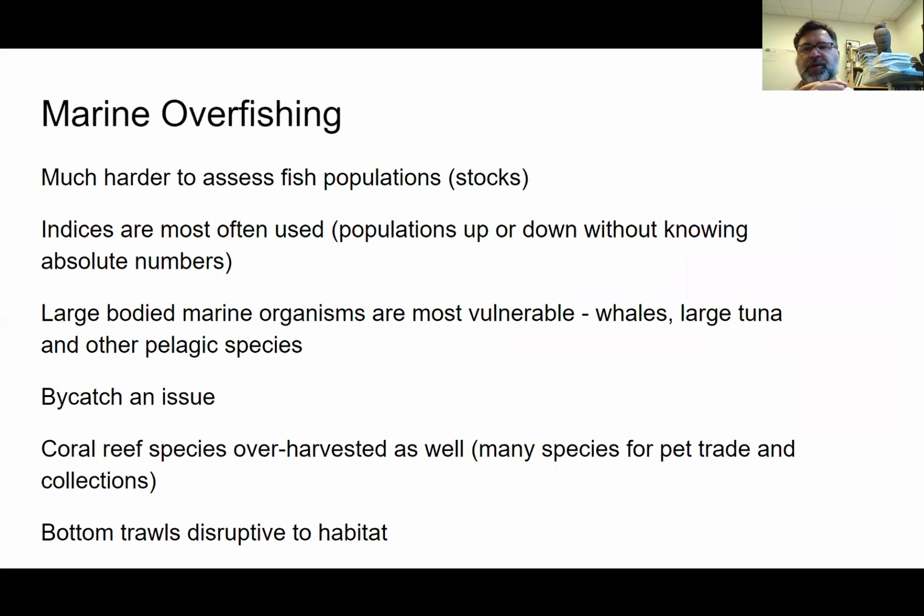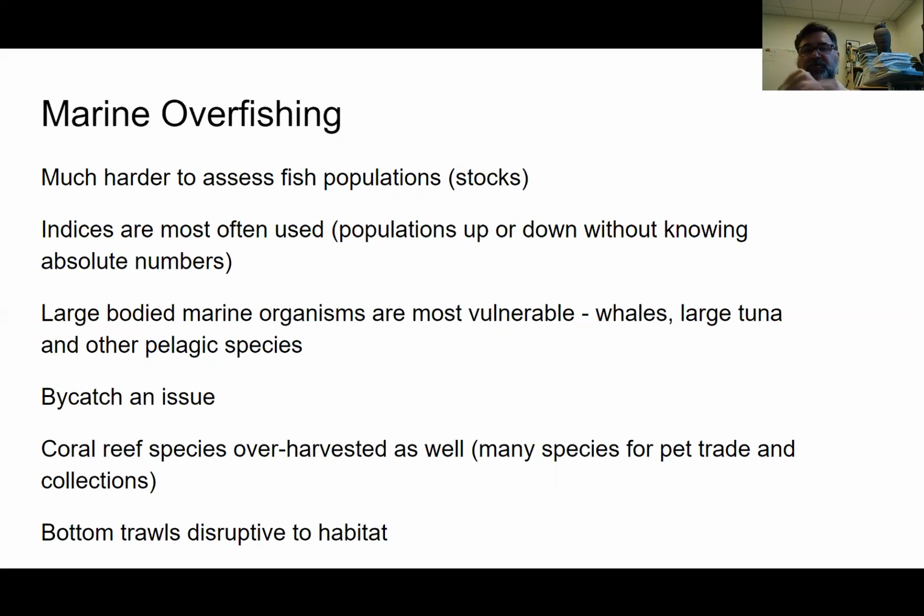So what we'll use are indices, and indices just means we know if the population is going up or down, but we never have an absolute number, unless you're talking about some things like whales. And even with whales, we've both overcounted and undercounted them just because they're difficult to count. Large-bodied marine organisms are the most vulnerable.